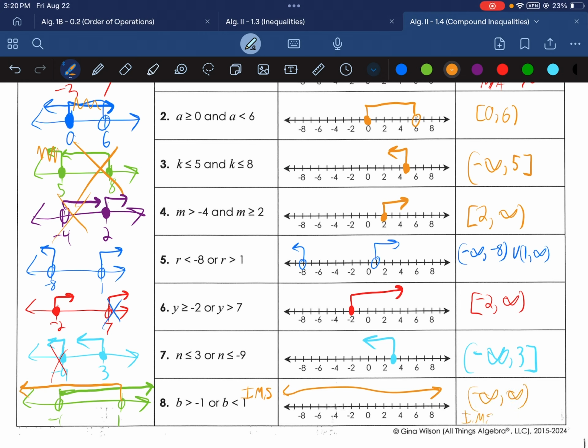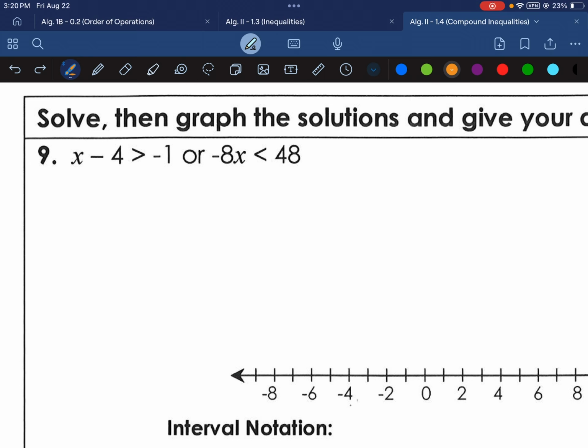Or if you're doing it in a pencil and you can erase, that's also an added benefit. So number 9, we have OR. We solve these separately like we were earlier. So adding 4 to both sides, and the left inequality gives me x is greater than 3.